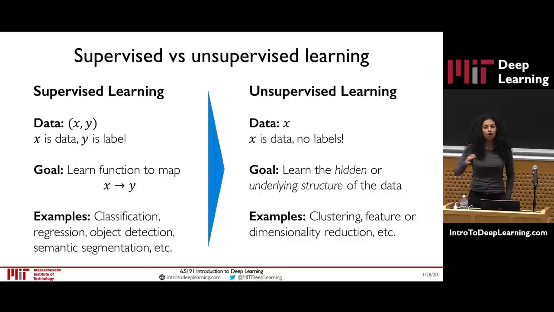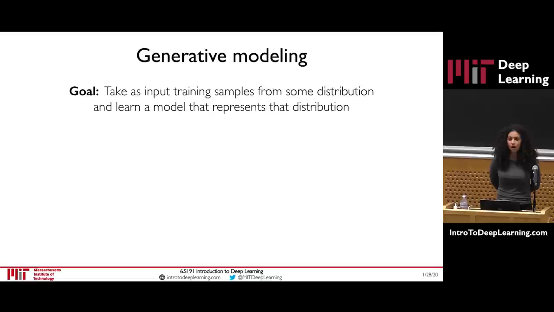Now we're going to turn our attention to a new class of problems, called unsupervised learning, which is the topic of today's lecture. In unsupervised learning, we're given only data and no labels. Our goal is to try to understand the hidden or underlying structure that exists in this data. This can help us get insights into the foundational explanatory factors behind this data, and as we'll see later, even generate brand new examples that resemble the true data distribution. This is the topic of generative modeling, which is an example of unsupervised learning.